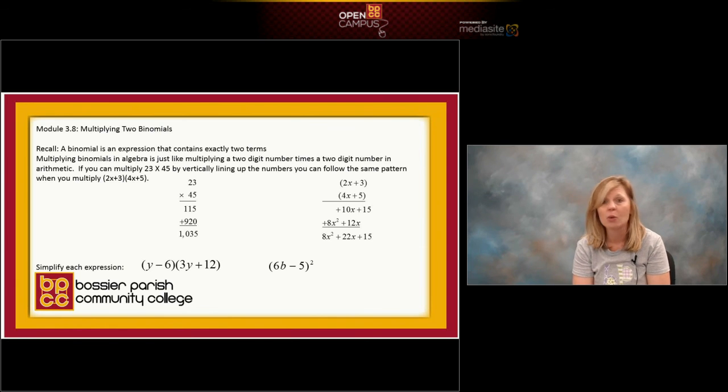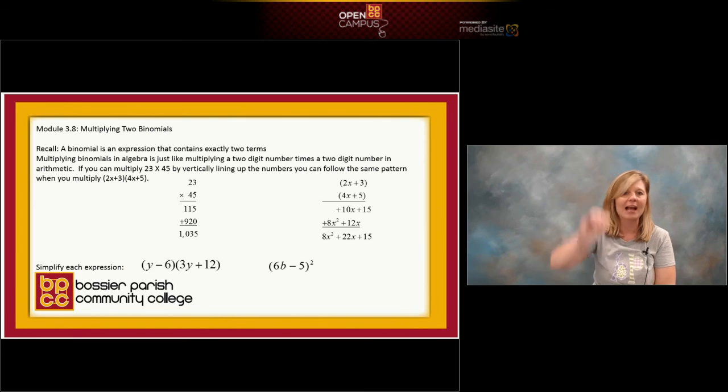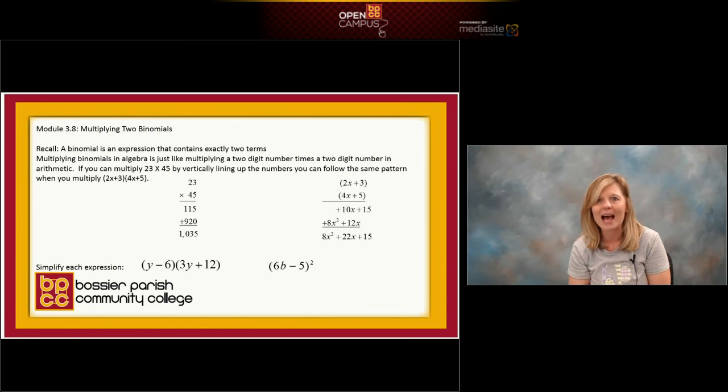I know most of you have never seen multiplication of algebra done that way. I say to you, why do we have to do anything different? Algebra is directly related to arithmetic. If you learn to multiply two-digit numbers by lining them up vertically and distributing, that's how you multiply binomials in algebra. You line them up vertically and you distribute. Okay, in our video coming up, we're going to try this. See you then.